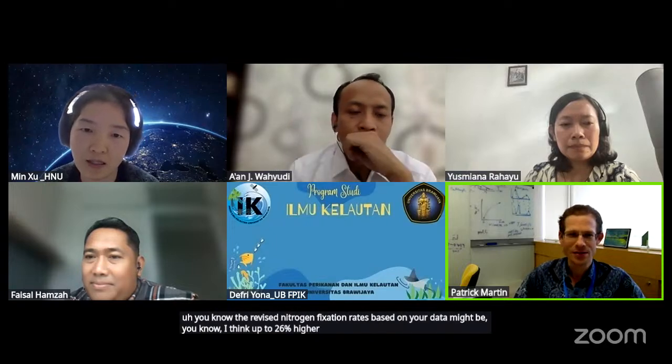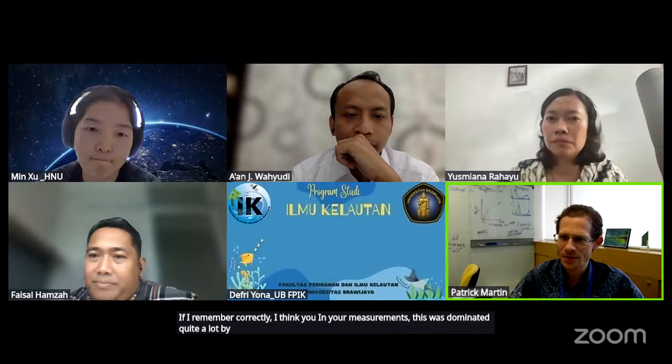Is there any more questions? I guess I have a bit of a follow-up one, right? So you were saying that the revised nitrogen fixation rates based on your data might be up to 26% higher by considering the dissolved release. If I remember correctly, in your measurements, this was dominated quite a lot by UCYN-A and UCYN-B. Do you know whether Trichodesmium and also diatom diazotroph associations might have roughly the same kind of amounts of dissolved release rates?